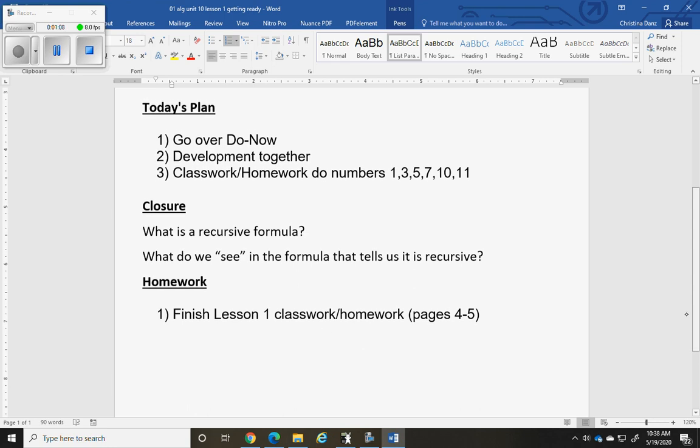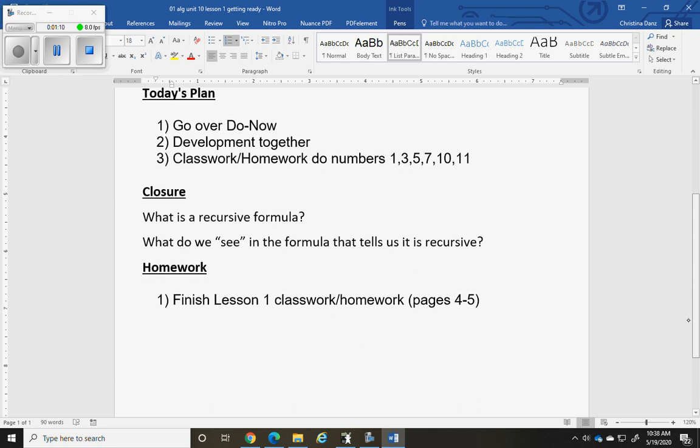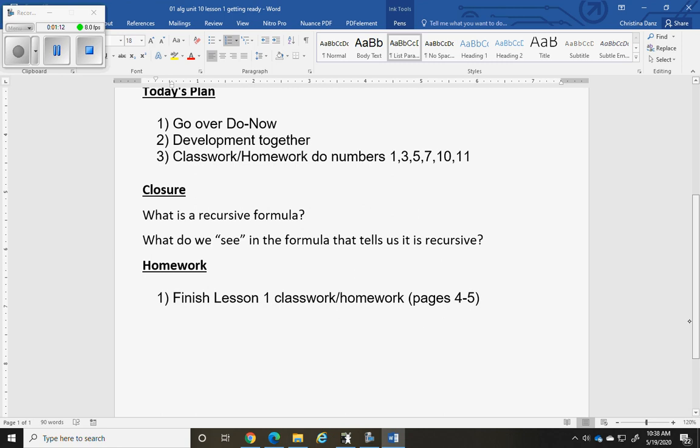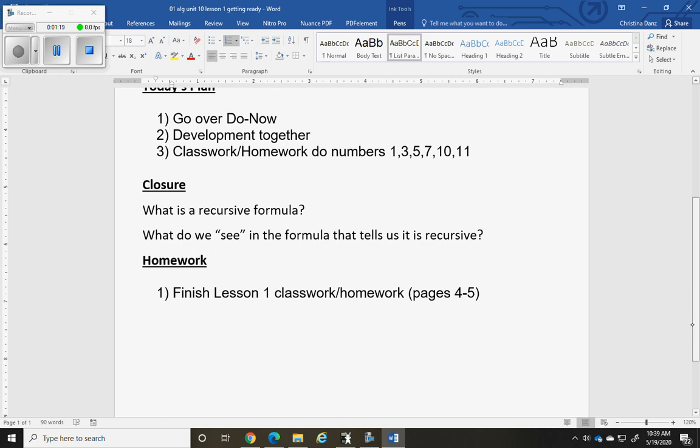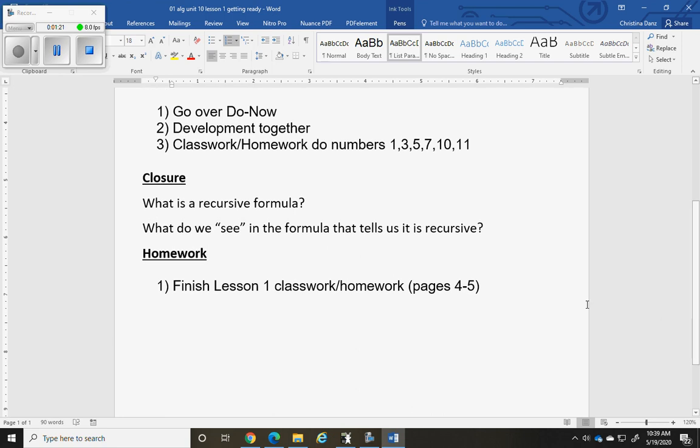After the video, you should be able to tell me what a recursive formula is, and you should be able to tell me what we actually see in the formula that tells us it's defined recursively as opposed to explicitly.